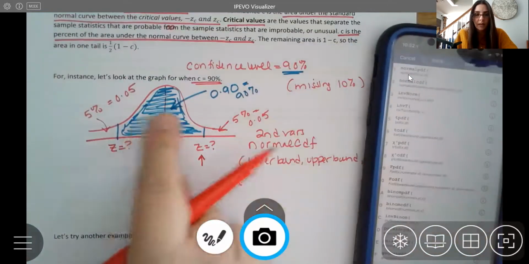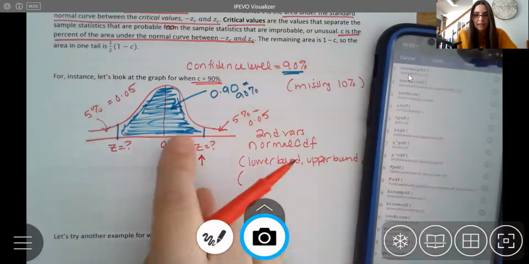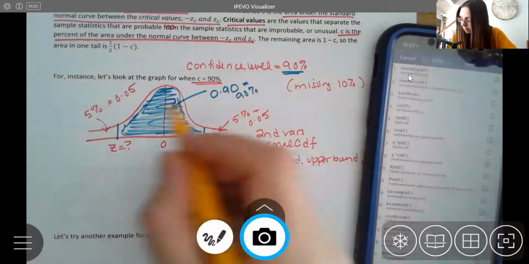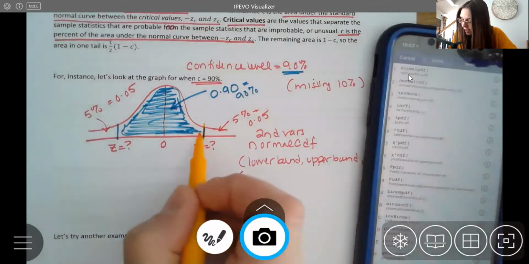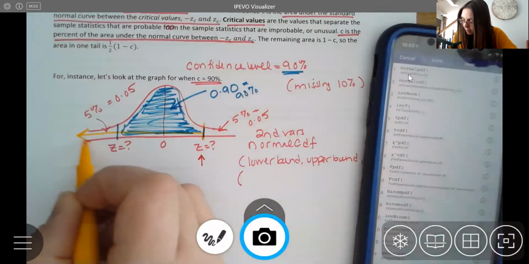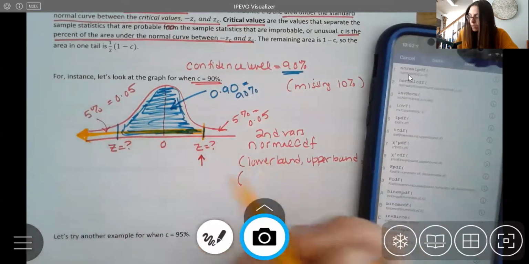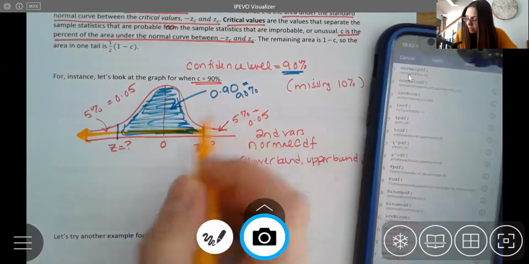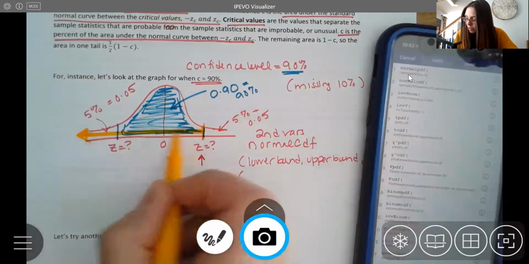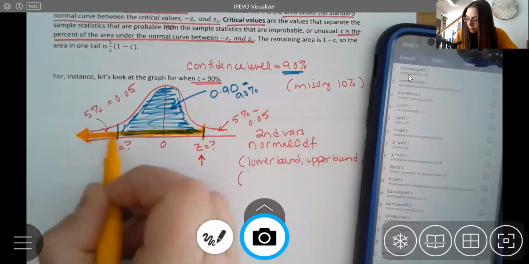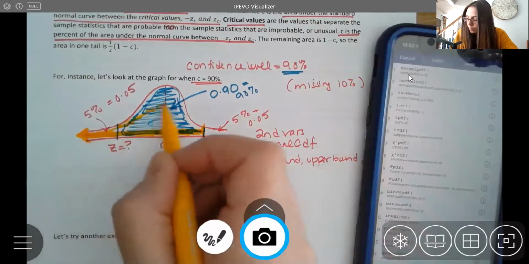I know the shaded area is blue, but if I want to find this z value right here, then I'm actually looking at everything to the left. I'm looking at this whole area here to the left if I want to find that z value.